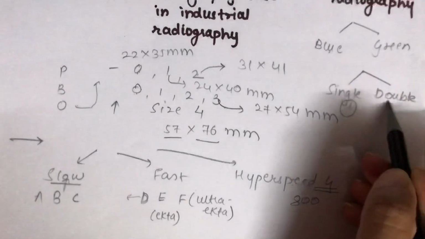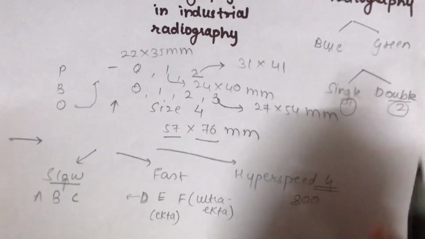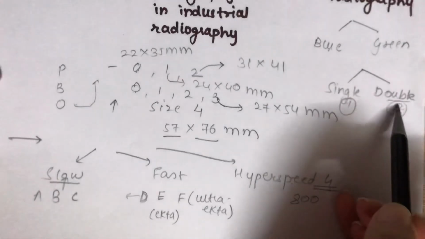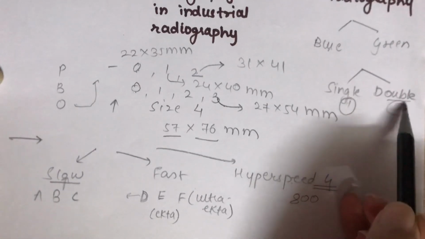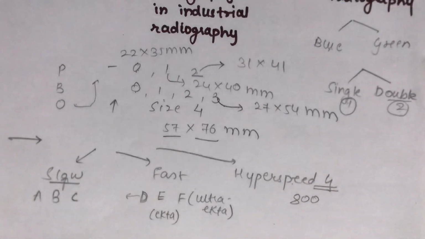Double has two films in it and single has one film, but in the double film you require the exposure to be increased because there are two films and you need to take the radiographic image on both of them. So this is all about the classification of your X-ray films.